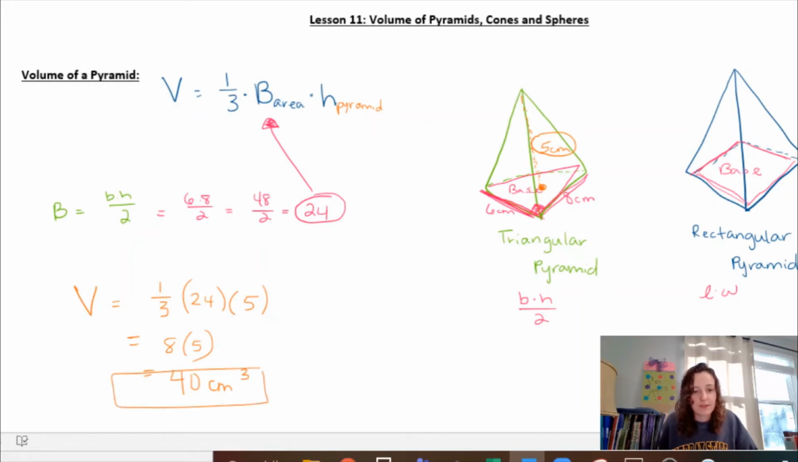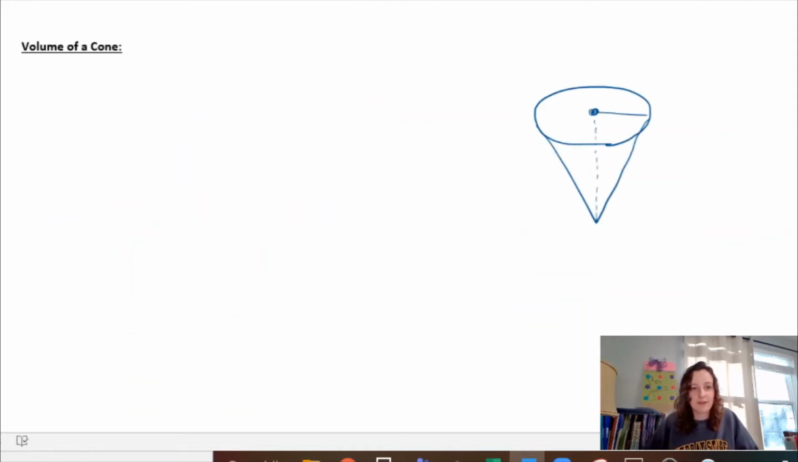So the key with this when you're evaluating volume of pyramids is going to be careful about what numbers relate to the base and what numbers relate to the height of the entire pyramid. Okay, let's move on to the volume of a cone.